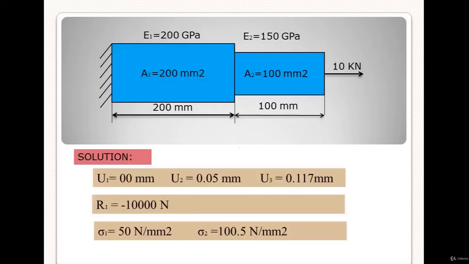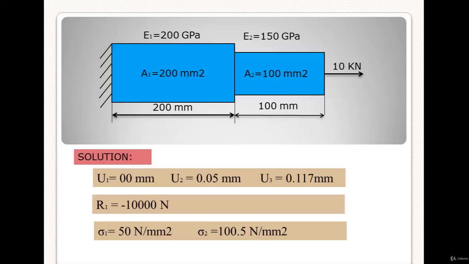Problem statement. We have a step bar with two elements, each element having a different cross-sectional area and different material properties. The step bar is fixed at one end and it will be loaded at the other end by a force of 10 kN.